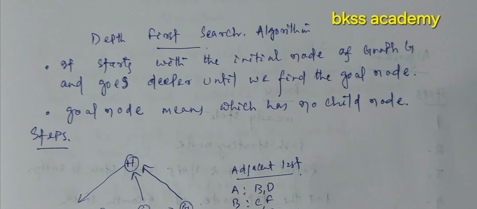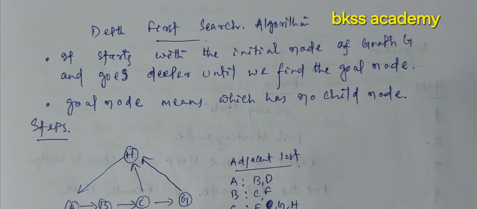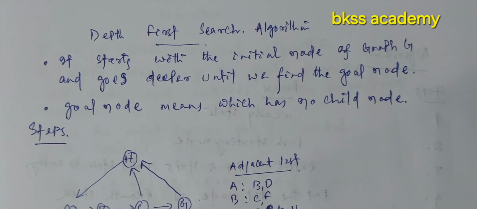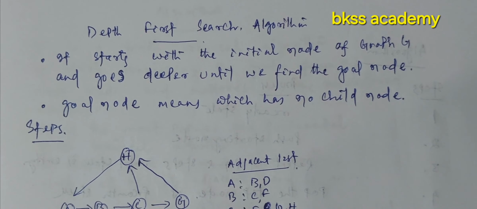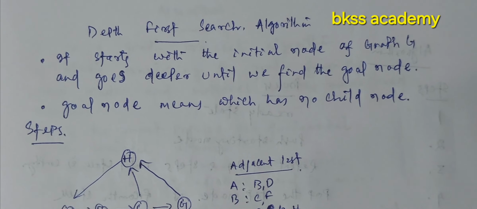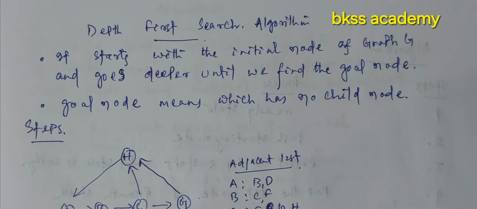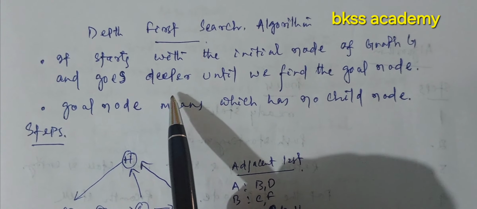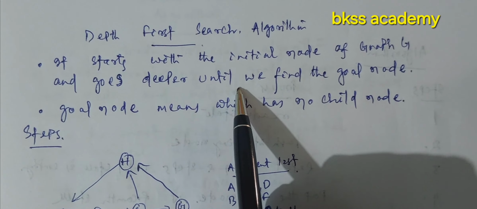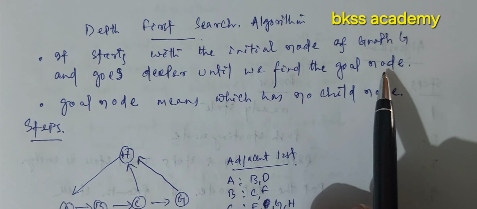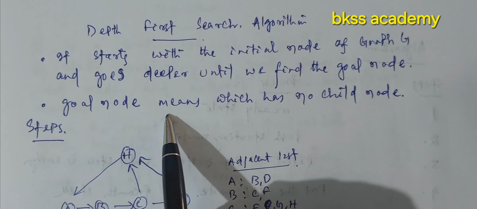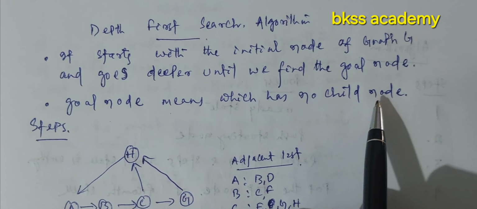Now we will discuss the depth first search algorithm in data structure. It is defined as: it starts with the initial node of graph G and goes deeper until we find the goal node. Goal node means a node which has no child node.